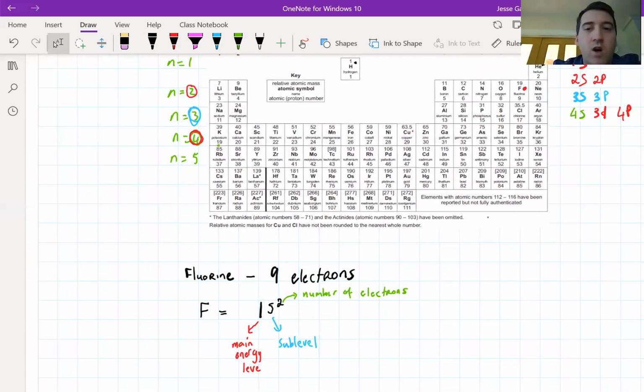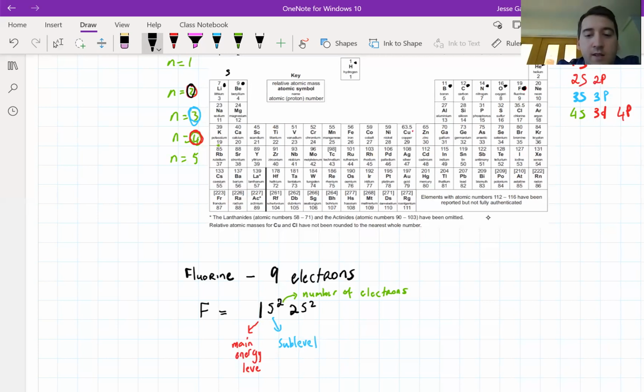So what comes next? Once we're finished filling up the 1s, the next place is down here. It's the 2s. So 1, 2. This is n equal to 2, and this is the s block, as we know. So 2s2 is the next thing to fill up. That's 4 electrons. After that, we move across here, n equal to 2, and we're in the p block. 1, 2, 3, 4, 5. And once I get to fluorine, I'm going to stop because that's how many electrons I've got altogether.